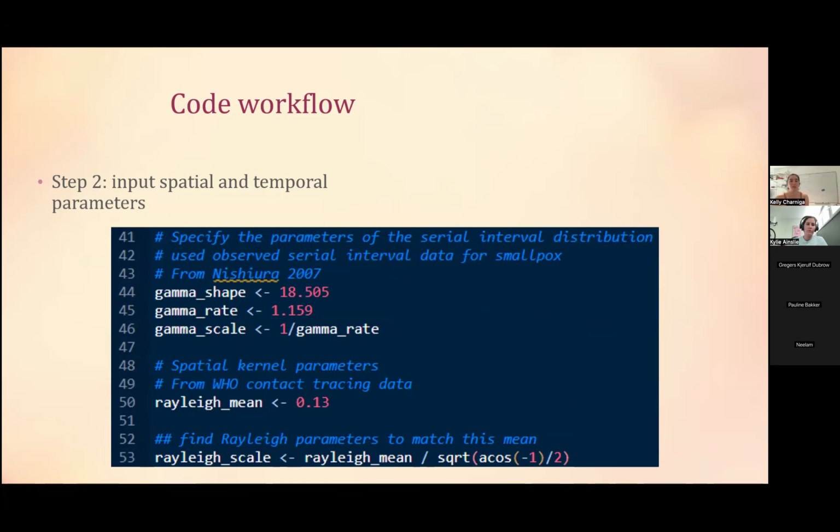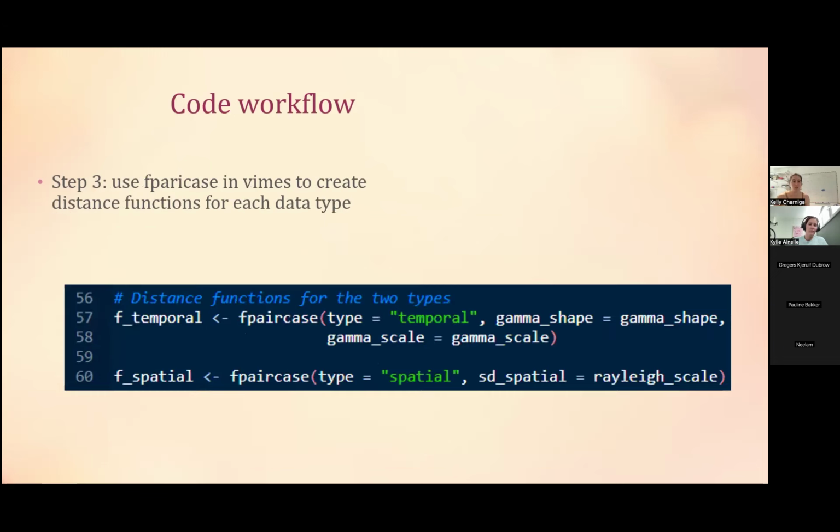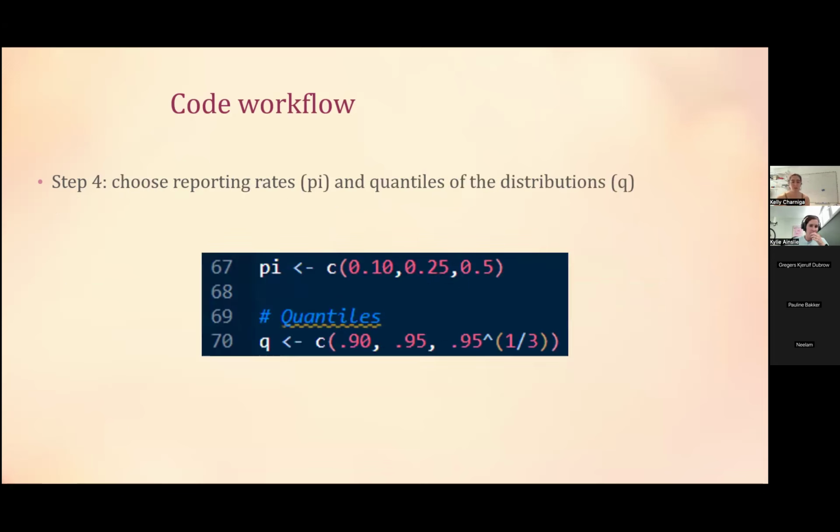Then the next thing is we input our prior information, so our spatial and temporal parameters. For the serial interval, I'm using a gamma distribution. So we have our shape and our rate, and then we can get our scale. And for the distance, I'm using a Rayleigh distribution, but other distributions could be used. Then I'm using a function from the package called fPairCase, where you specify your input data distributions, what type they are, and you save them as an object. Then you can put in your reporting rates and the quantiles. Again, the quantiles inform your cutoffs.